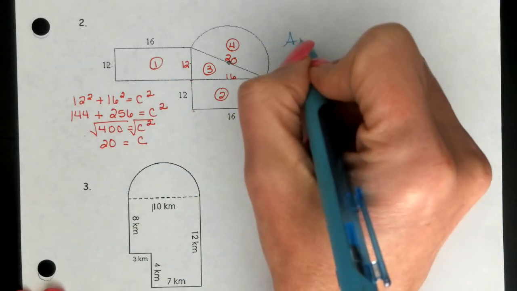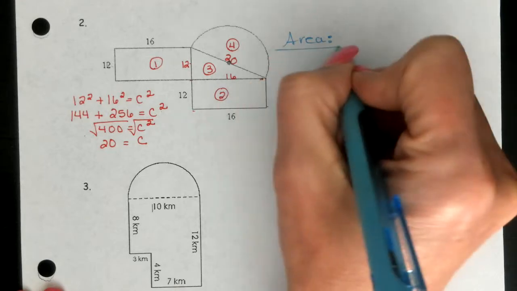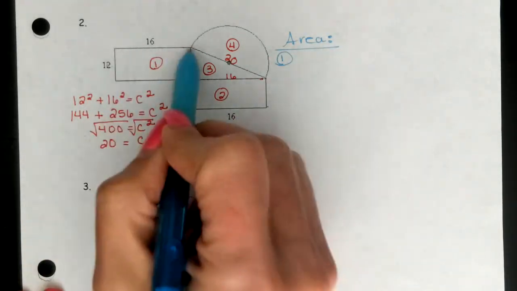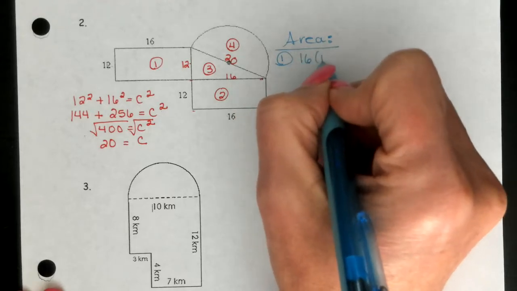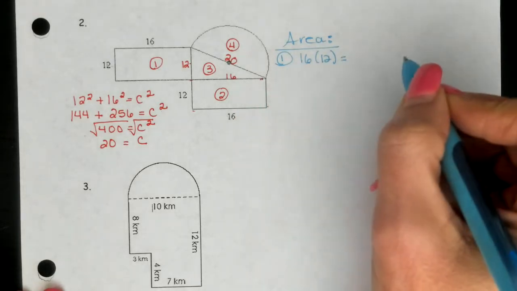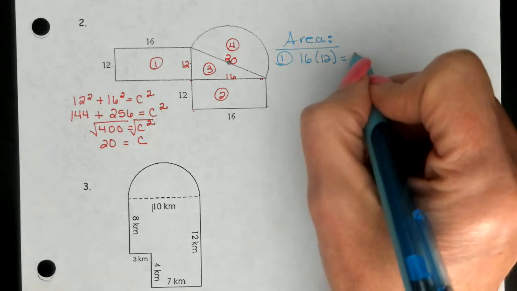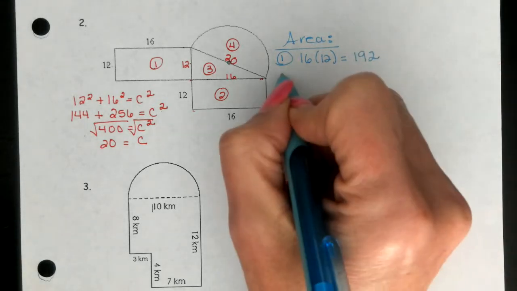So my area for number 1 is a base and height. So that's going to be 16 times 12, or 12 times 16. It doesn't matter which way you do that. It's going to give you the same answer. That's going to give me 192.